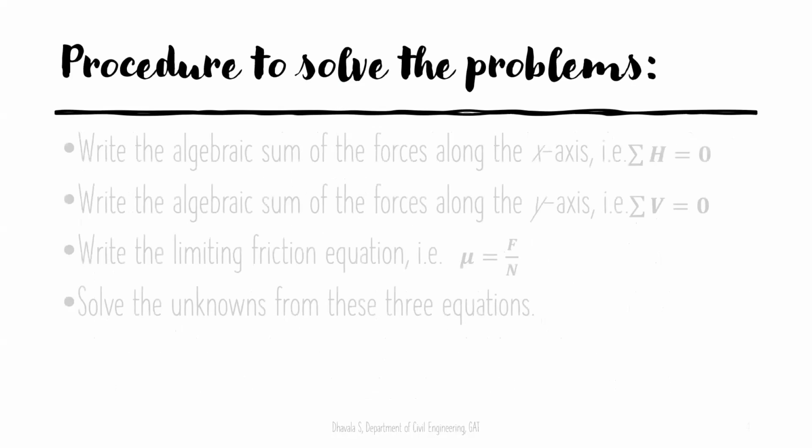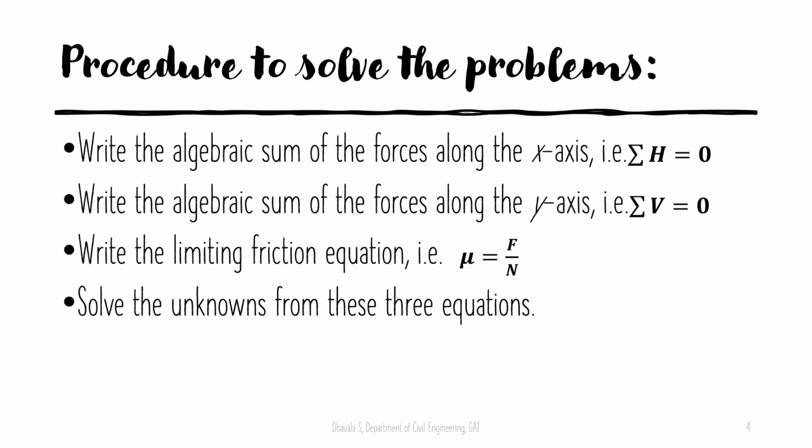Next step is to write sigma H and sigma V, or solve for x-axis components and y-axis components. After finding the x and y components, we have the limiting friction equation, which is mu equal to F divided by N. F stands for friction and N stands for normal reaction. Solve all these three equations in order to solve a problem in friction.